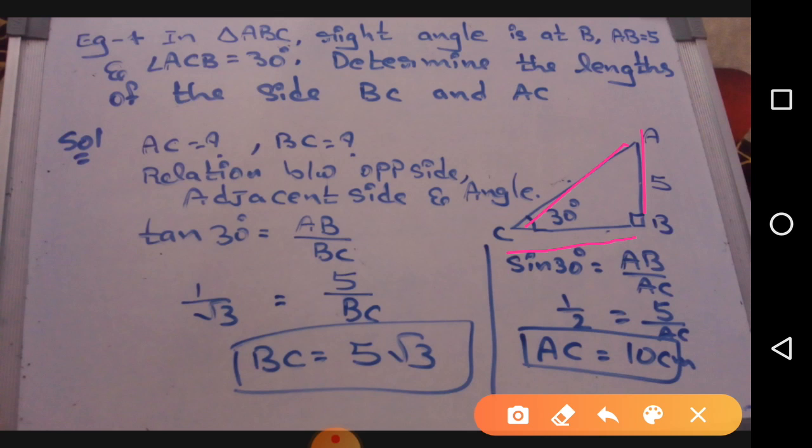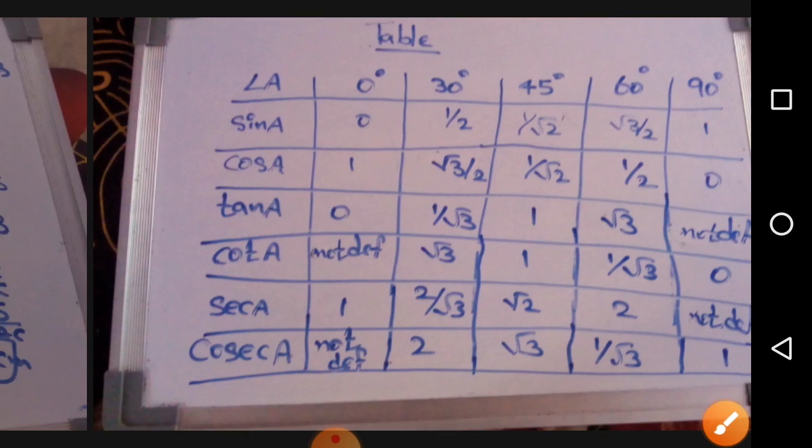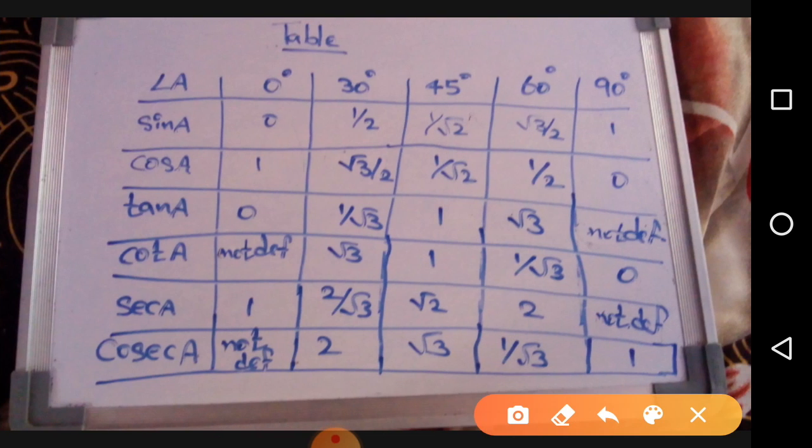If one angle is given and this side is given, applying the tan trigonometric ratio: tan theta is equal to the opposite side by the adjacent side. We are already given the opposite side, so we can find the adjacent side as we have the angle. Thus tan 30 equals AB by BC. What is the value of tan 30? If you refer to the table, tan 30 is 1 by root 3.